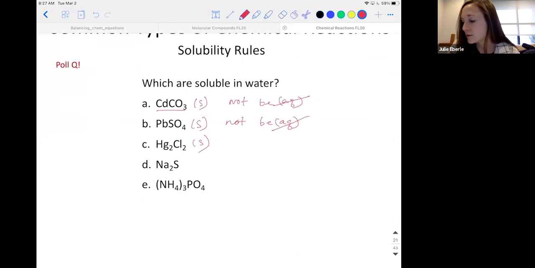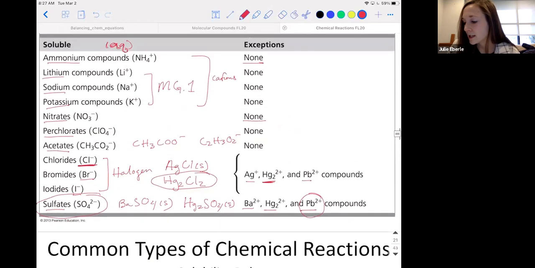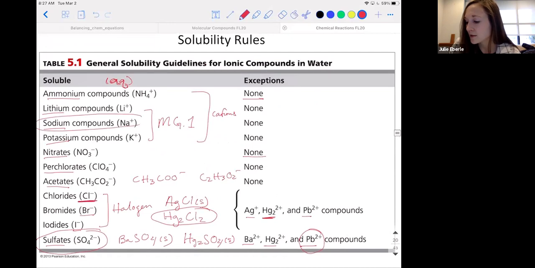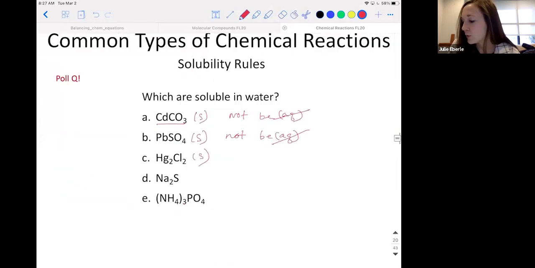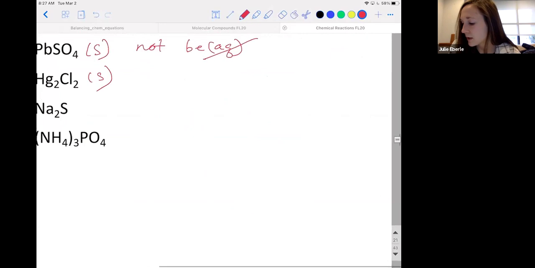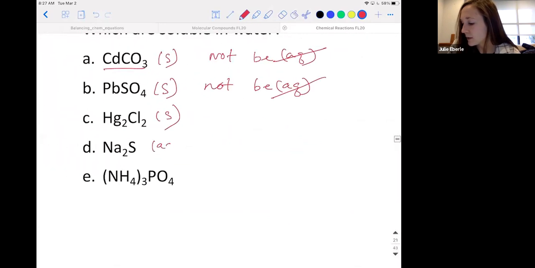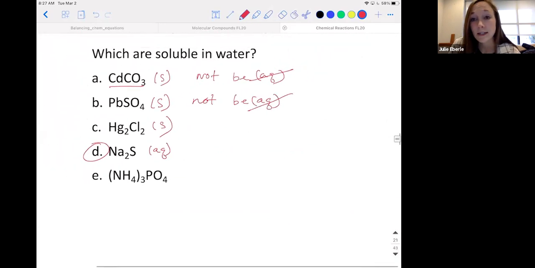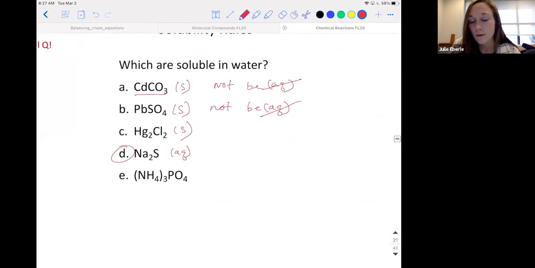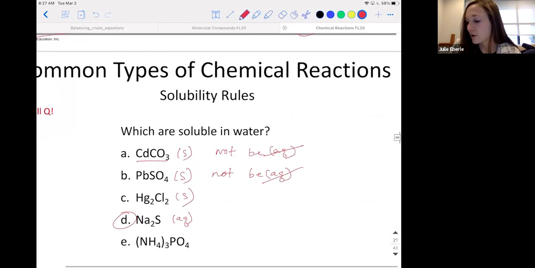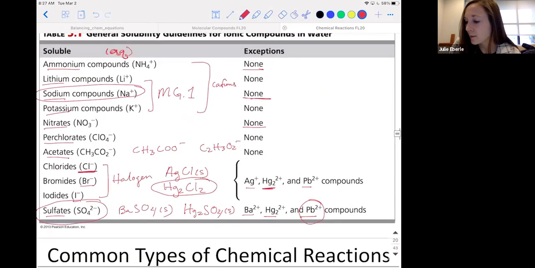Okay, what about sodium sulfide? D, well, anytime sodium is the cation in the compound, it is always soluble. No exceptions. So that one will be aqueous. Okay, so you should have selected D. It will be soluble in water. And then ammonium phosphate, if you go back up as well, ammonium is the very first one. Anytime ammonium is present in a compound, that compound will be aqueous, no exceptions.